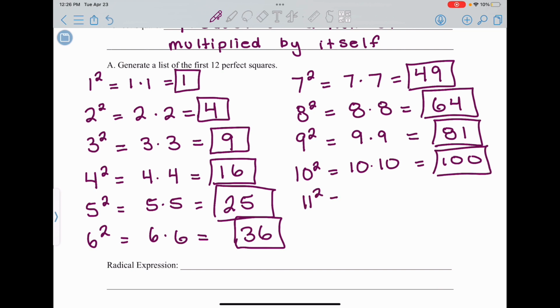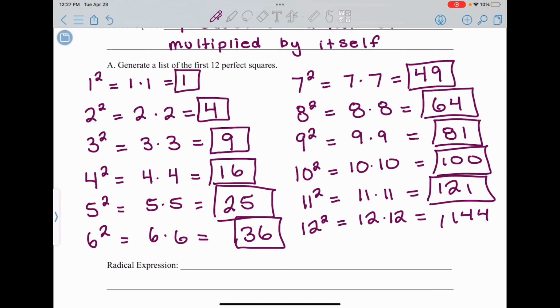Then we have 11 squared. 11 times 11 is 121. And lastly, 12 squared. 12 times 12 is 144. So I want you to start to memorize these. If I say what is 4 squared or what is 8 squared, you should be able to tell me that product.